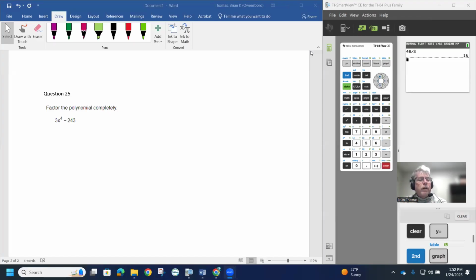So question 25 says factor the polynomial completely. So again, one of the first things that we recognize is kind of strange because of this power of 4 here.